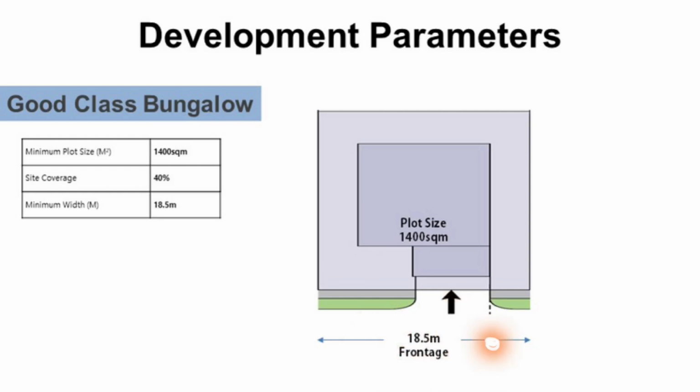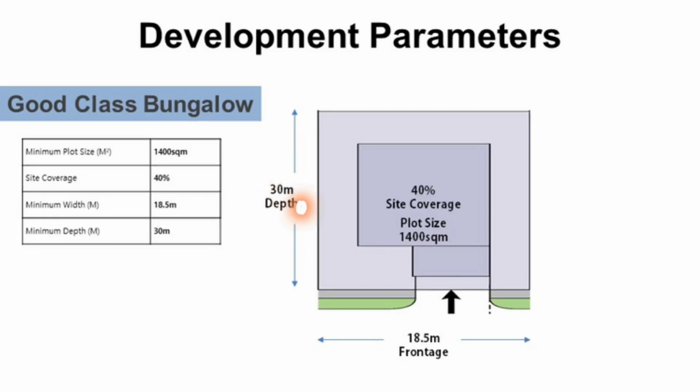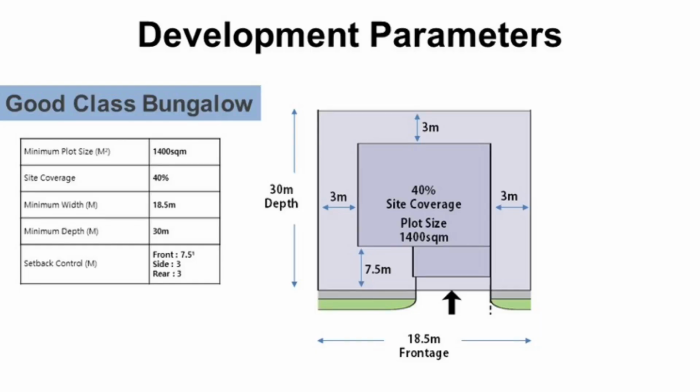GCB has a minimum plot width of 18.5 meters, which is the frontage, and a minimum plot depth of 30 meters. Now for the setback of the GCB, from the front boundary wall to your main door it's 7.5 meters. And from the side and the rear, the minimum setback is 3 meters.